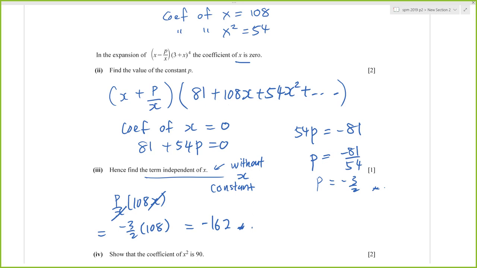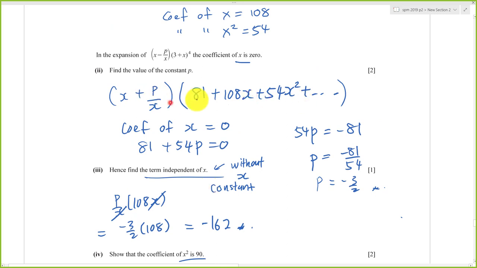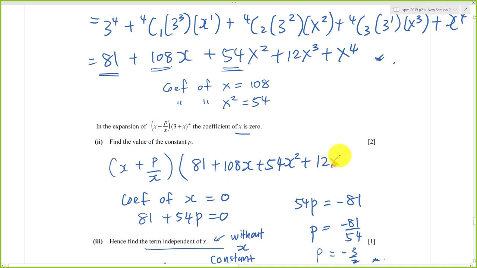Okay, so yeah, they just give 1 mark for that. Okay, show that coefficient of x squared is 90. Okay, now you need to think how to get x squared here. Definitely x multiply with x, you will get x squared. And then p over x, you need to multiply which term to get x squared? You need to multiply x cubed, isn't it? So I kind of need to insert one more term, 12x cubed. Never mind, let me insert all the terms here. So in order to get x squared, my p over x need to multiply this term.